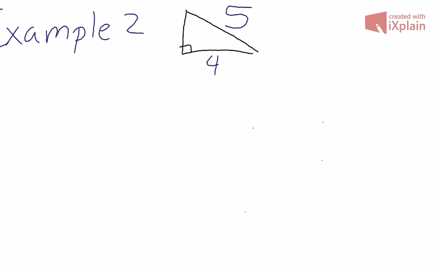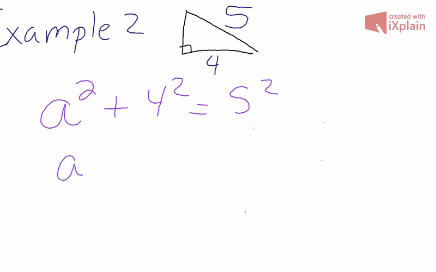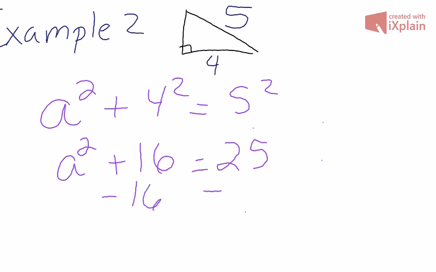For the second example, we are given a side length of a leg of 4 and the hypotenuse of 5. That means we're either looking for a or b, because the legs are interchangeable. So we are going to write a squared plus 4 squared equals 5 squared. We keep a squared as a squared, 4 squared is 16, and 5 squared is 25. Now we're going to follow the steps to solving equations by subtracting 16 on both sides. Therefore, we get a squared equals 9.